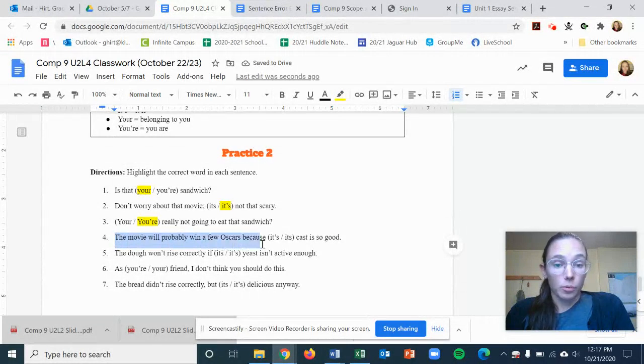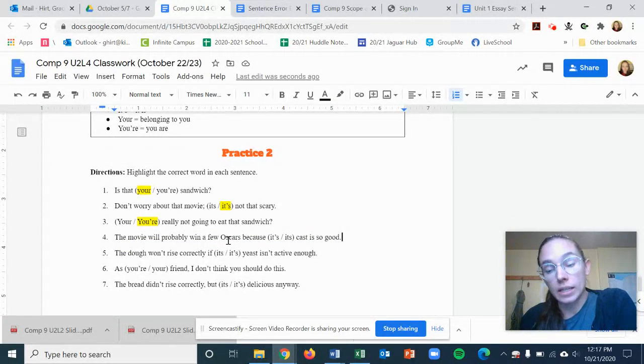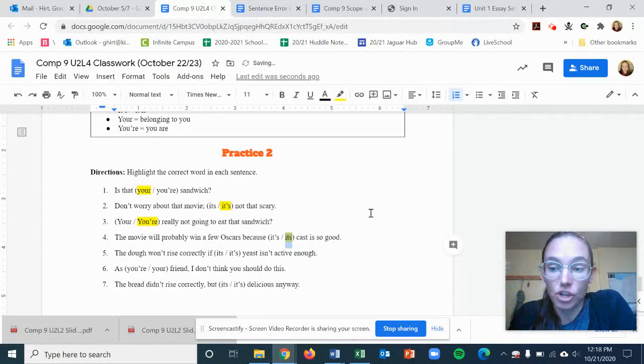The movie will probably win a few Oscars because its cast is so good. So are we saying because it is cast is so good? No, right? We're saying the cast of it, the cast belonging to it, that movie, is so good. So we are going to use the version without the apostrophe. So an easy way to check for this is to substitute in it is. And if it doesn't make any sense to say it is, right? Because it is cast is so good, that doesn't make any sense. So we know we want to use the possessive version.